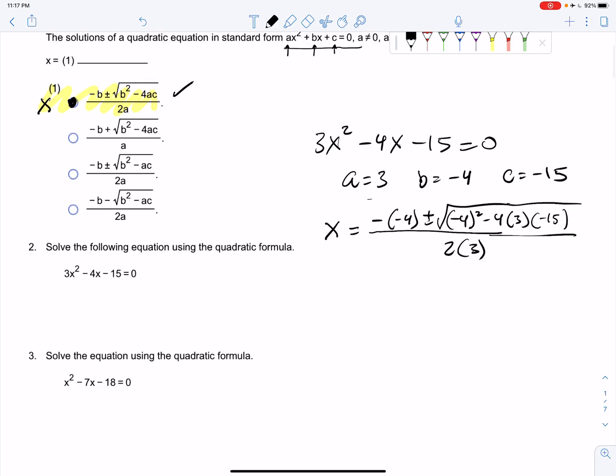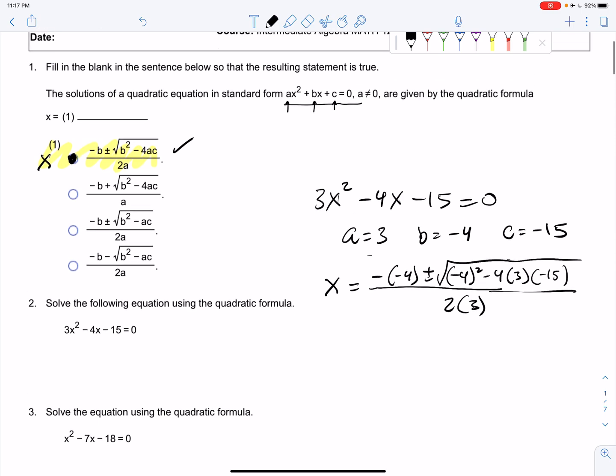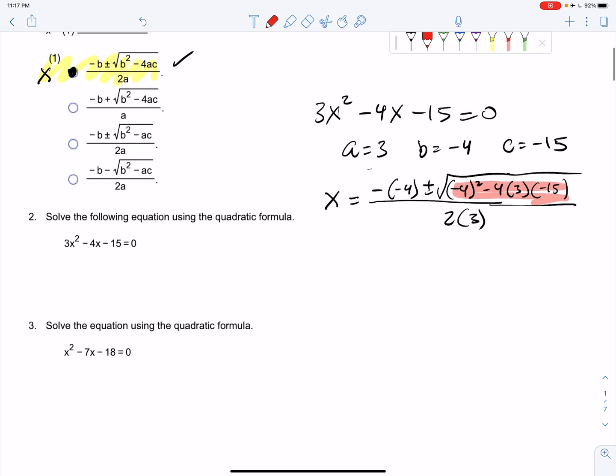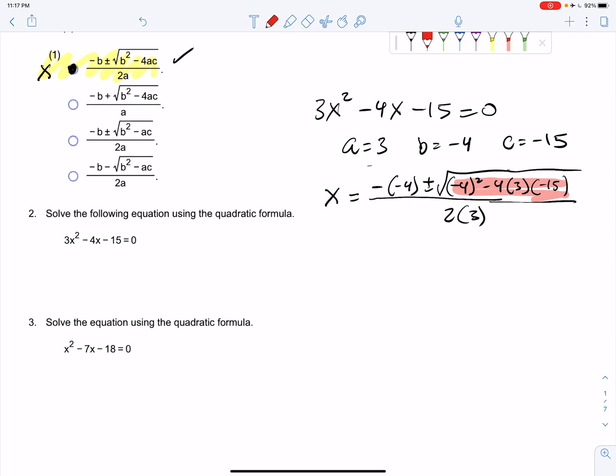Now, what I'd like to do, and I don't have a lot of space this time, is take this interior, the radicand, and simplify that first. Let me go ahead and do that up here, or maybe I can sneak it over here and work this problem right here. I have negative 4. I'm not going to have a lot of space to show a billion steps, but I've got a negative 4 squared. So here I'm right here. Negative 4 squared is going to be 16.